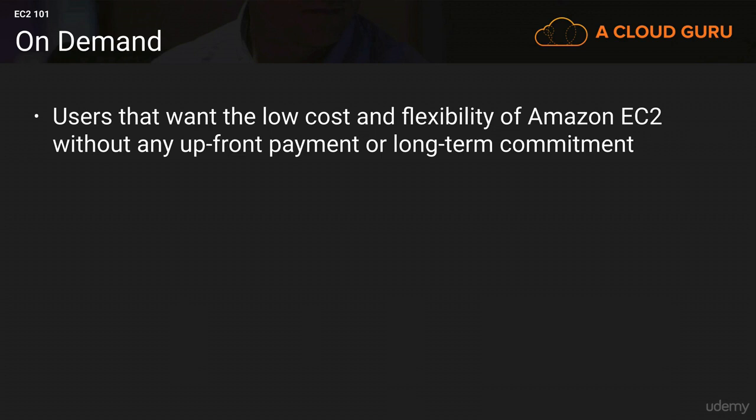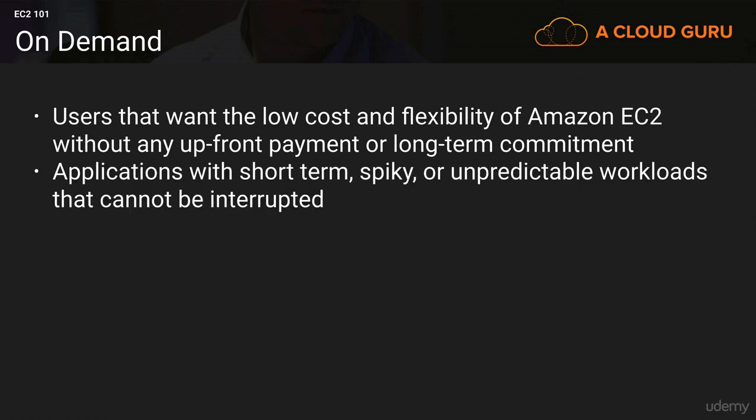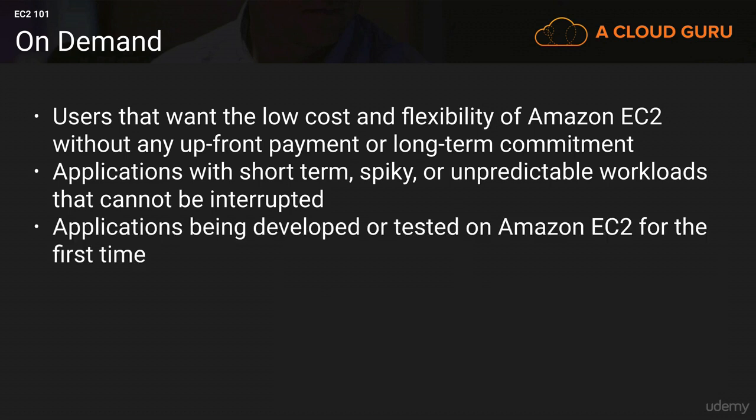So let's talk about on-demand. On-demand is for users that want the low cost and flexibility of EC2 without any upfront payment or long-term commitment. This is typical for use cases where applications have short-term, spiky or unpredictable workloads that cannot be interrupted, or in our case, applications being developed or tested on Amazon EC2 for the first time. So we're going to be using on-demand instances for the rest of this course. The reason we're using on-demand is because we only want to pay for them when we're doing labs, and when we finish the labs, we want to then go in and terminate them because we don't need them anymore.